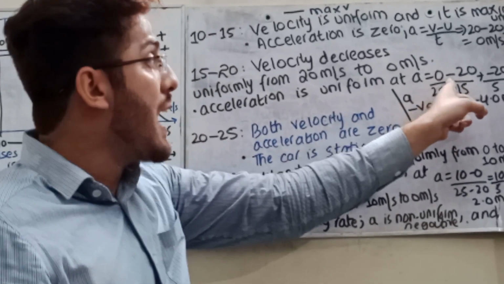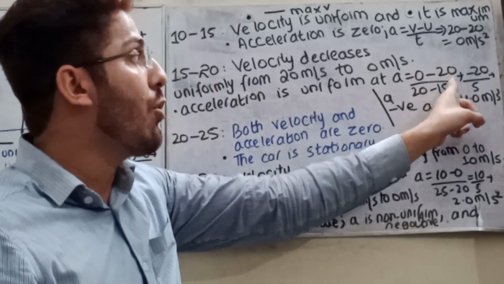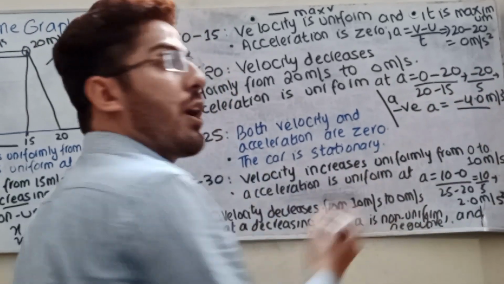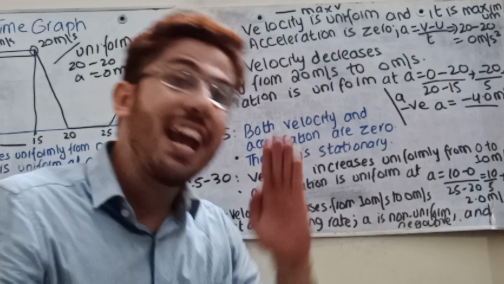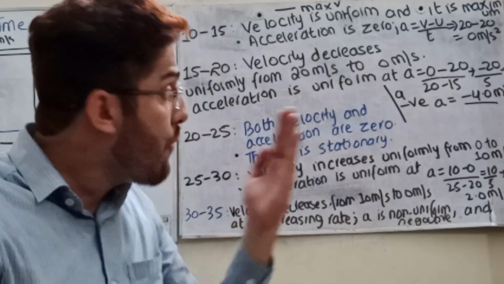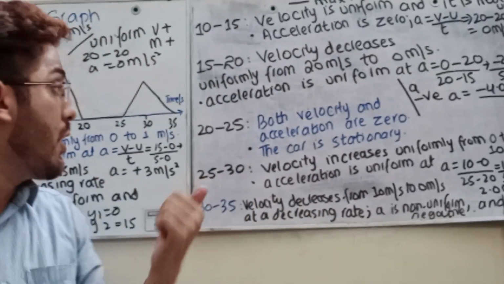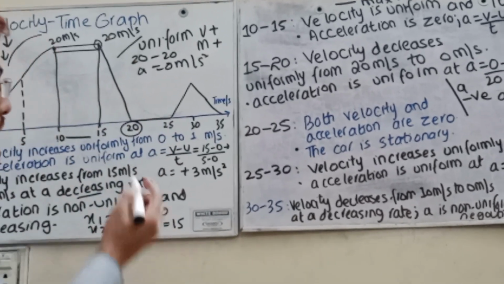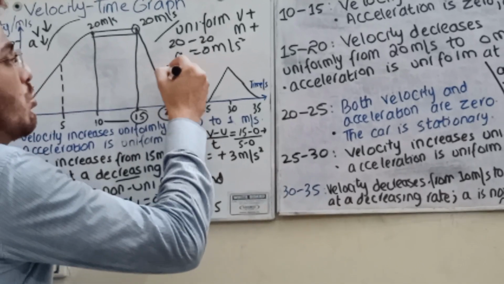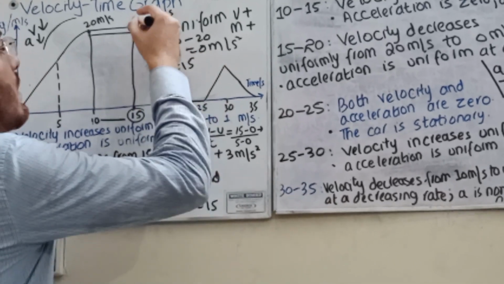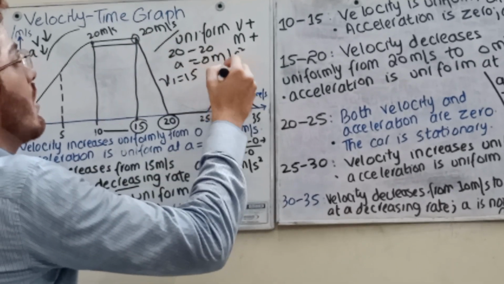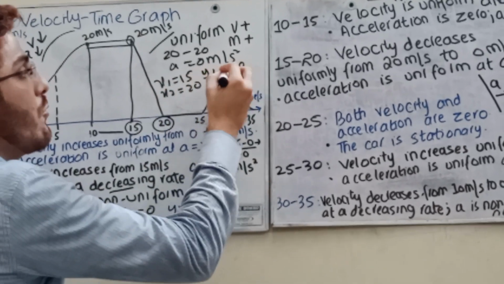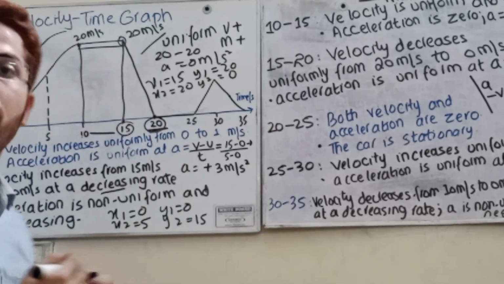Final velocity minus initial velocity, final time minus initial time. I got the answer minus 0.4 meter per second square. Okay, uniformly decreasing. If you look at this graph, student, over here, see student, this is 20. This is the final time, this is the initial time. So x1 is 15 and y1 is 20 here, x2 is 20 and y2 we definitely have 0, because at this point velocity is 0.